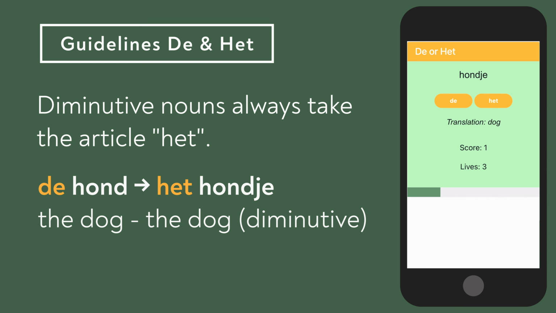The second guideline is that diminutive nouns always take the article het. These are nouns ending in je. For example, de hond turns into het hondje.